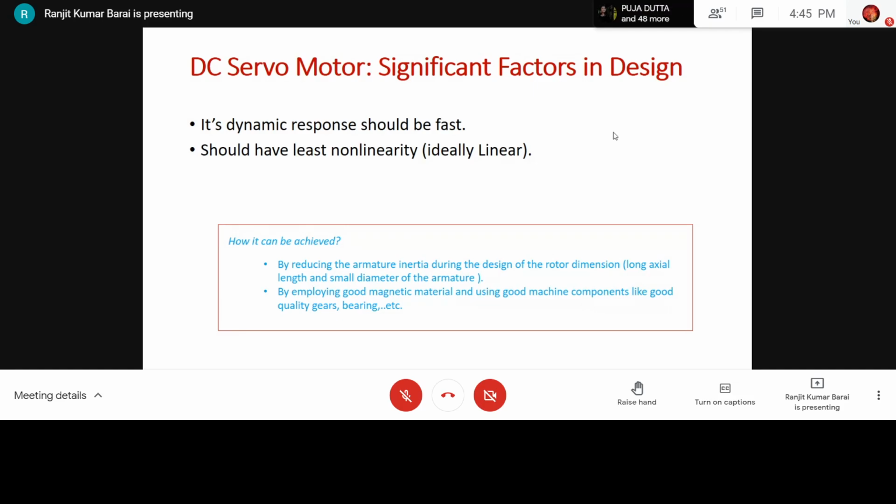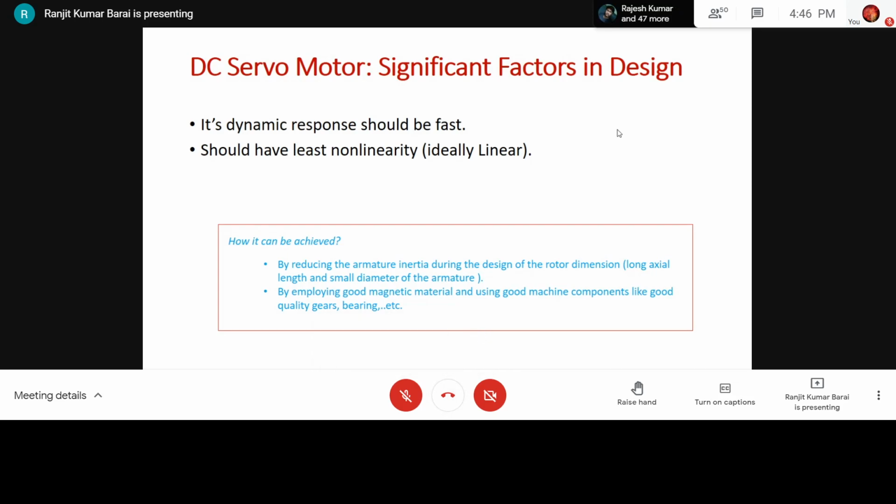See, the answer lies in its intended application. The intended application of a DC servo motor is that it should be capable of manifesting fast dynamic response. I hope you know what is dynamic response and what is steady state response. When something is changing, that is the dynamic condition, and the response is the dynamic response. Its transient performance should be very fast, but still it should keep its oscillatory nature within limit. Overall, its dynamic response should be fast so that its tracking is good.